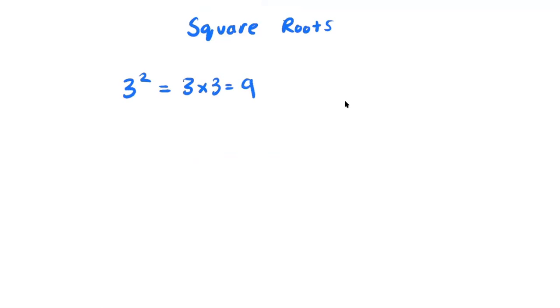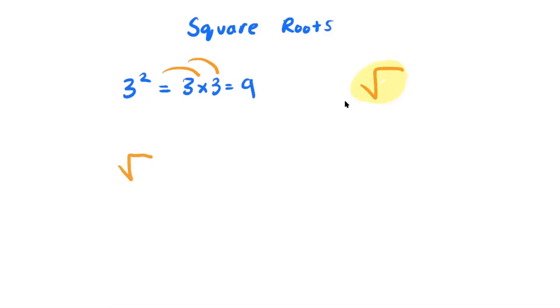However, how can we go back? In order to go backwards, instead of multiplying this out like we did here, 3 times 3, let's go backwards. This is what we call a square root. What I drew here is called a square root sign. Let me explain a little bit about what a square root sign does.